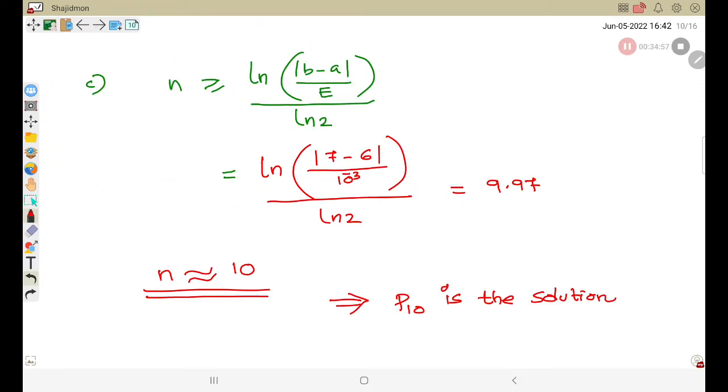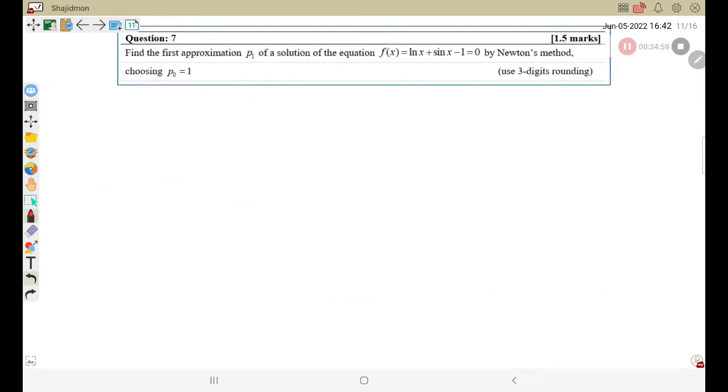Now we will go to the next question. Question number 7. Find the first approximation P1 of the solution of the equation f of x equal ln x plus sin x minus 1, by Newton's method, choosing P0 equal to 1. P0 equal to 1. What is the first approximation? That is the question, okay.